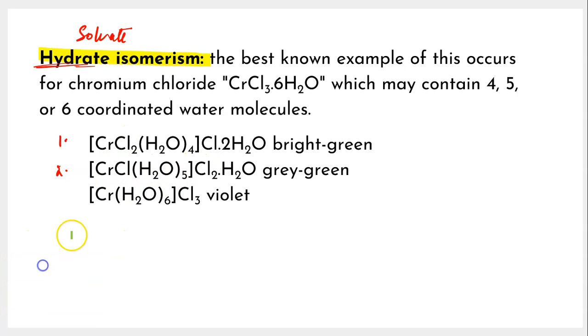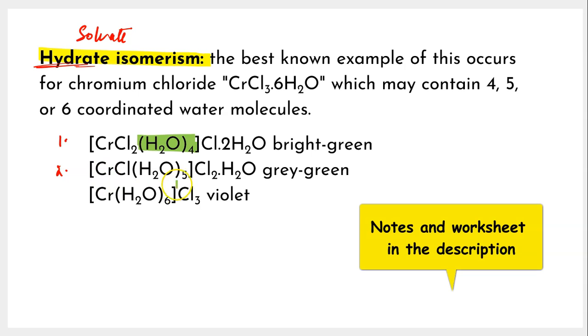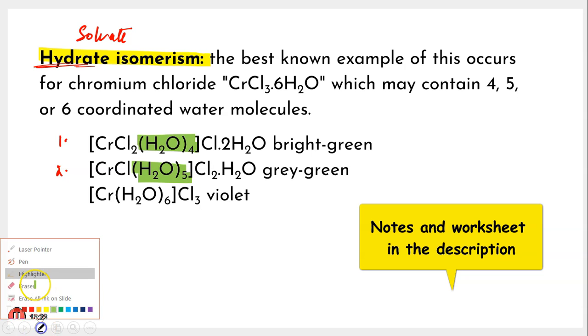Then what is the difference between both of them? The position of water molecules. In the first structure, there are only 4 water molecules in the square bracket, in the coordination entity. But in the second structure, there are 5 water molecules. Then what might have happened?